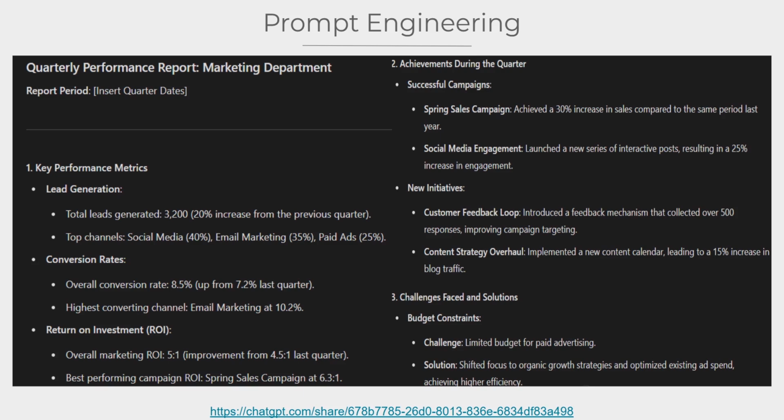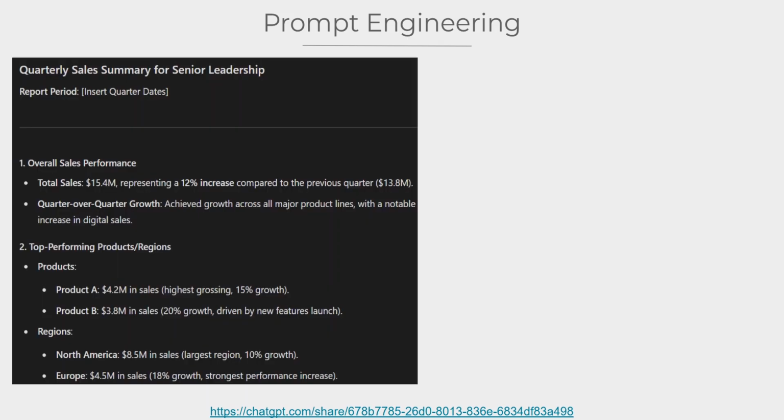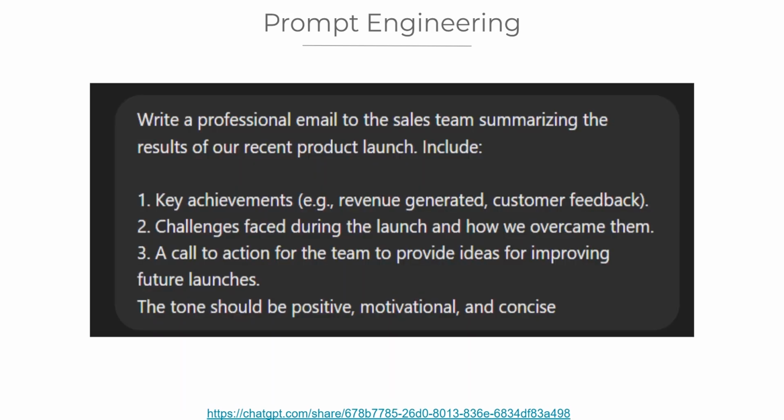In example two, the prompt is summarize the quarterly sales data for the senior leadership team. Include overall sales performance, top performing products or regions, and so on. Here, ChatGPT produced a concise executive summary detailing sales performance growth and top performing products, key trends like the rise in online purchases and demand for eco-friendly products, and so on. It works because the prompt is tailored for a high-level audience, ensuring the response is concise, data-driven, and aligned with senior leadership's needs.